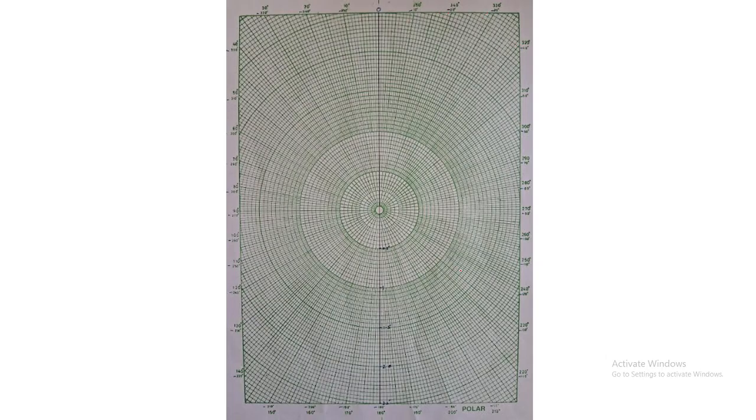Clockwise you get it as minus. So minus 10, minus 20, minus 30. Likewise, you just get the graph here.